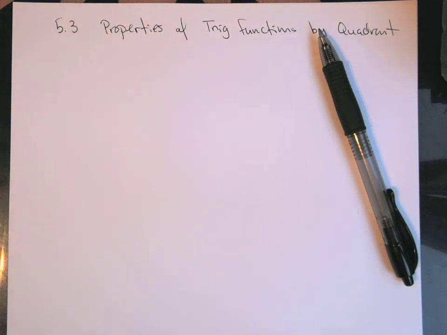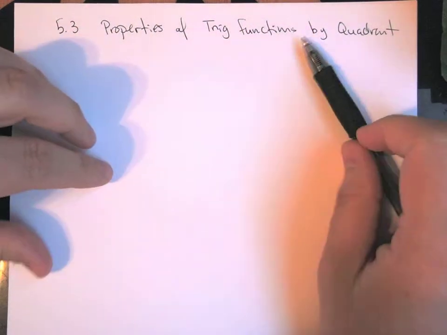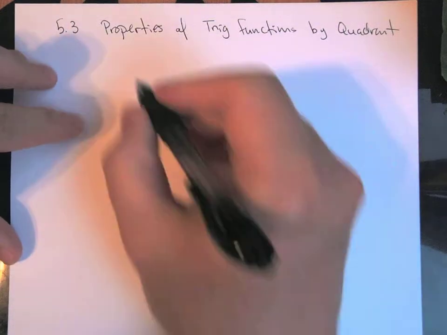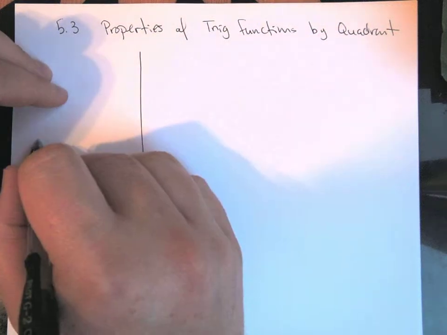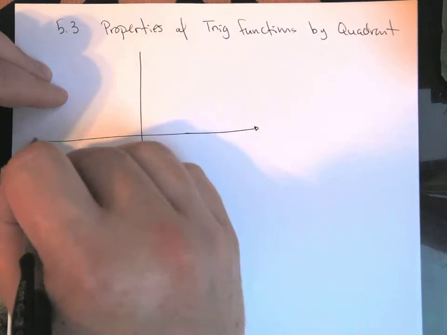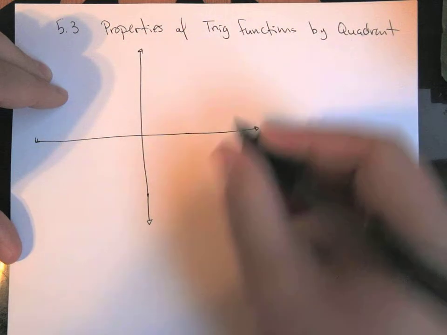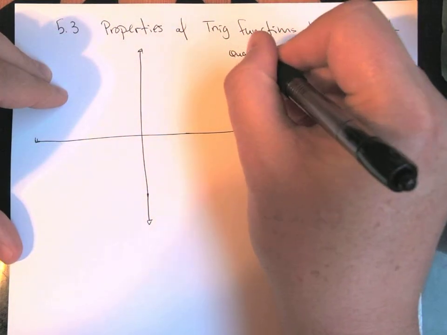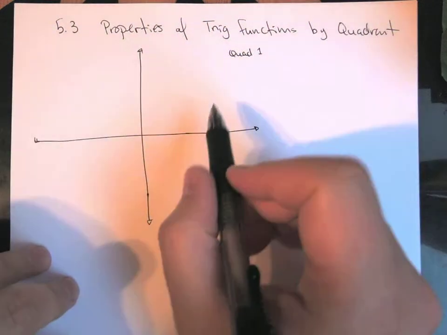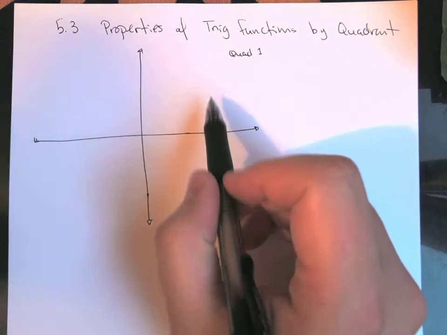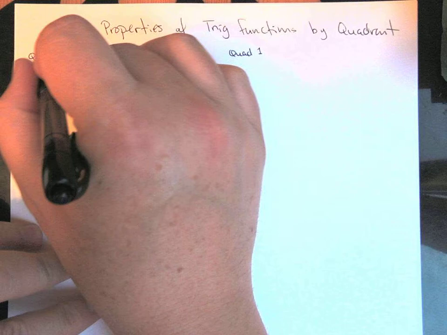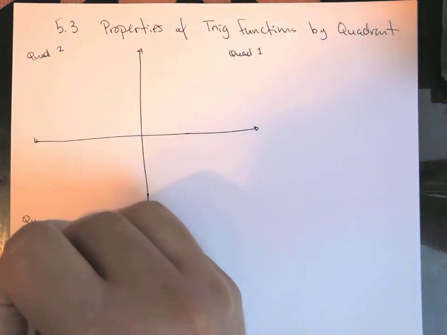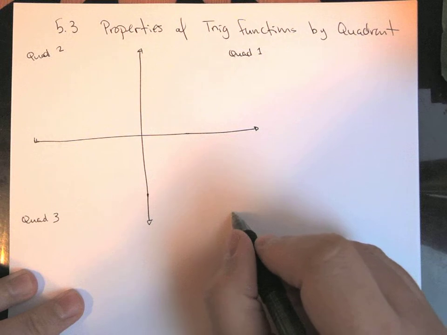So after doing a couple specific examples, let's try to generalize some of these behaviors across all four of our quadrants. I'll just do a little sketch. I'll try to make it decent size so we can try to fit some information on here. Counterclockwise, starting here we hit quadrant 1, then quadrant 2, quadrant 3, and quadrant 4.